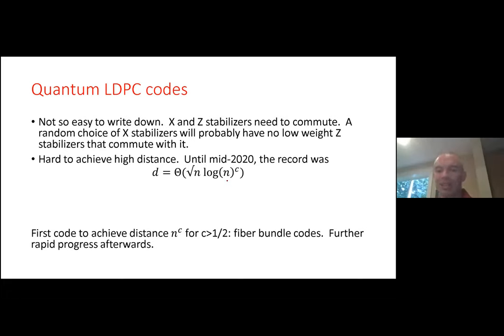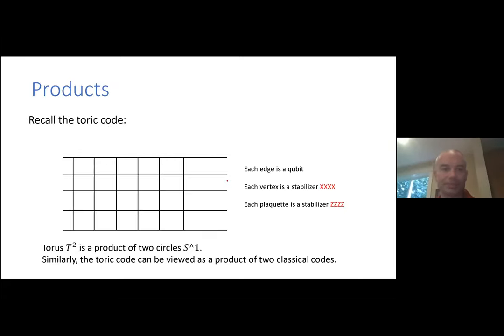And at the same time, partly for the same reason, it's hard to achieve high distance. So, you know, until the middle of 2020, the record was barely above square root n, and then became log n to the c for any power, then strictly above square root n, and now, you know, almost all the way linear. So there's been a lot of progress on this question.